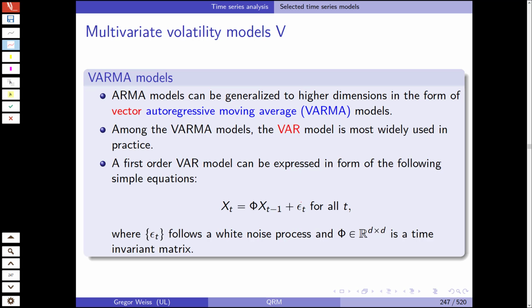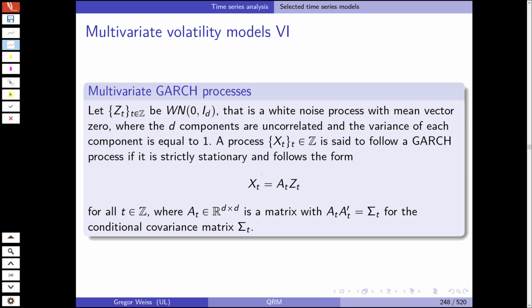Now, among the VARMA models, the VAR model, the vector autoregressive model, is most widely used in practice, and the first order VAR model can be expressed in the form of the following simple equation: x_t equals phi times x_{t-1} plus the innovations, the disturbances, and epsilon_t follows a white noise process, and phi is a time invariant matrix. This is actually a matrix of those parameters we need to estimate. So as you can see, this is basically the same as the AR(1) process, simply now formulated with vectors and matrices. So this is a vector autoregressive model, a VAR model.